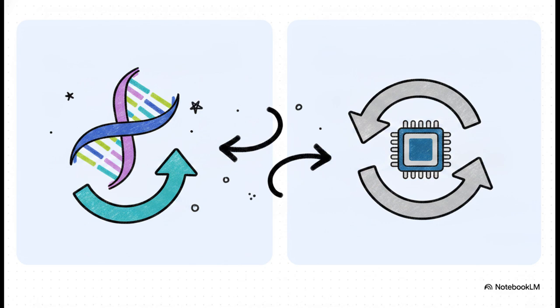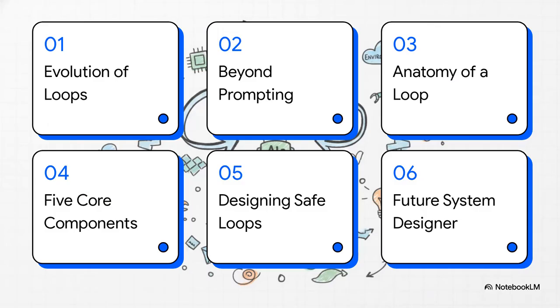We're finally moving away from manually holding the AI's hand all day. Instead, developers are engineering software loops that allow AI agents to test, correct, and optimize themselves over and over again without constant human input. It is literally directed evolution, but for software. All right, here's our roadmap for today's explainer. The evolution of loops, moving beyond manual prompting, the anatomy of a loop, the 5 core components, designing safe AI loops, and finally, the future system designer.